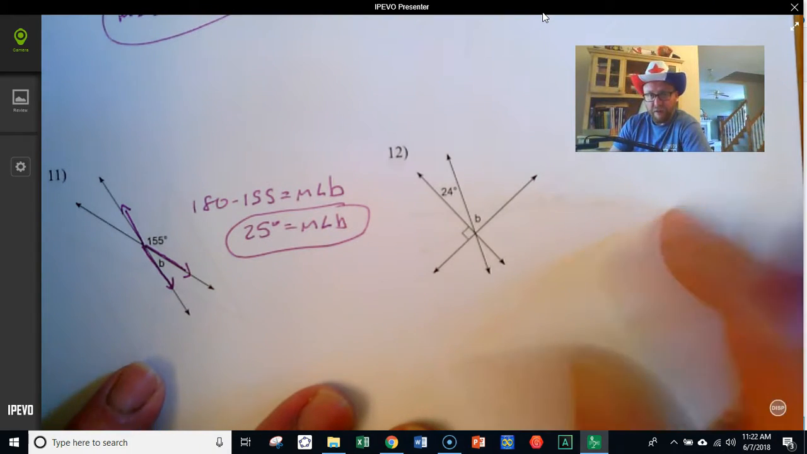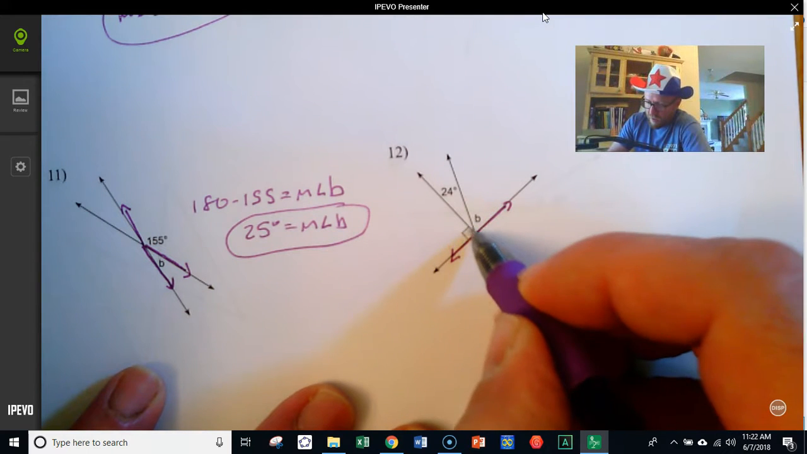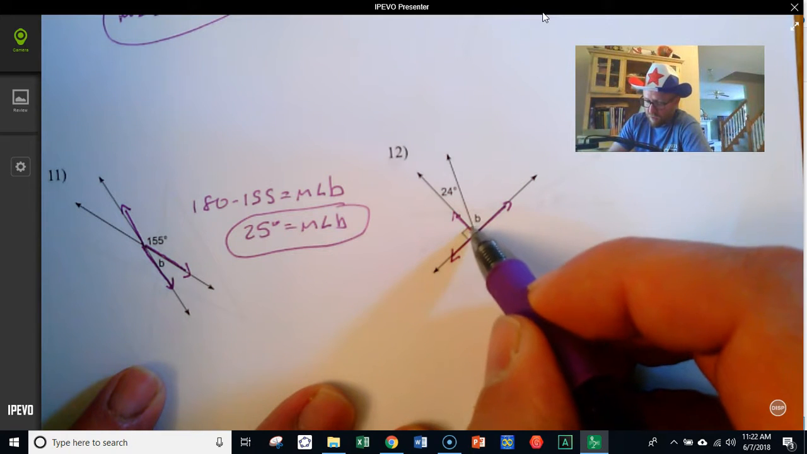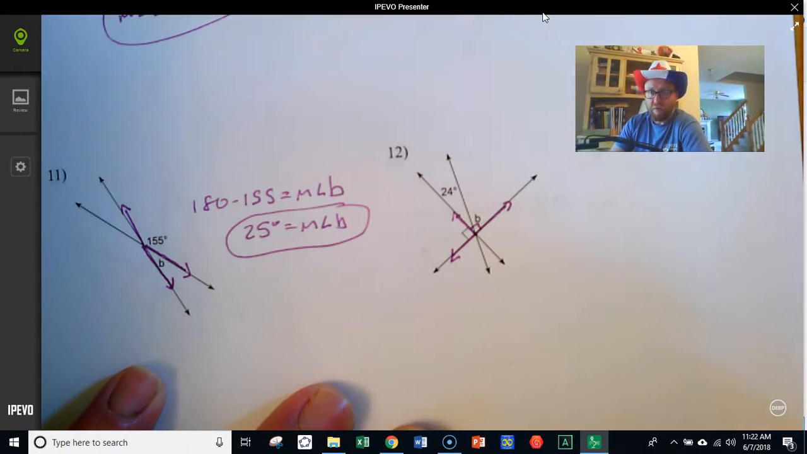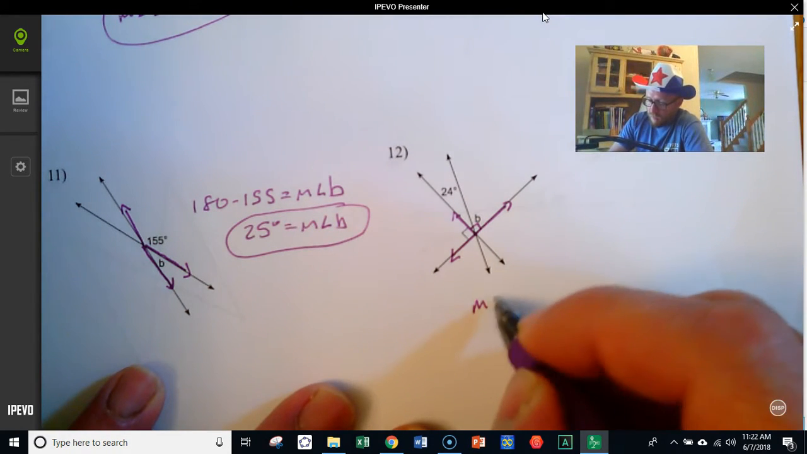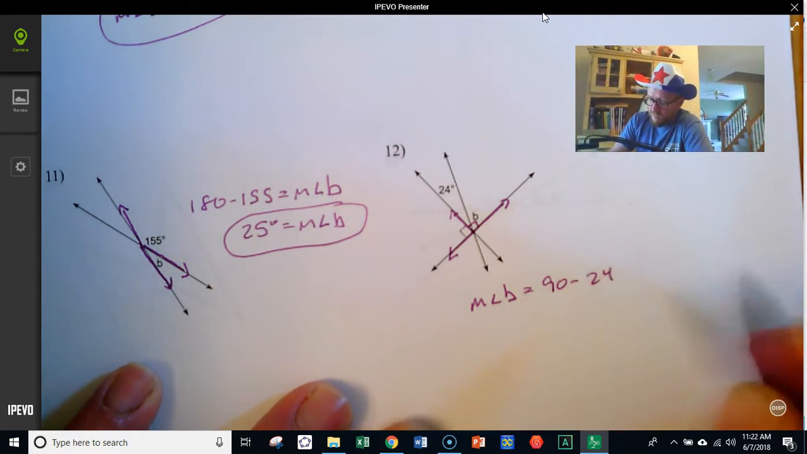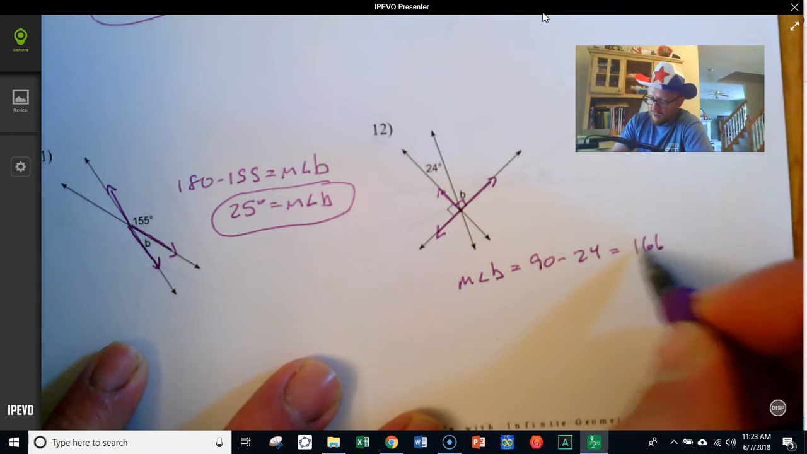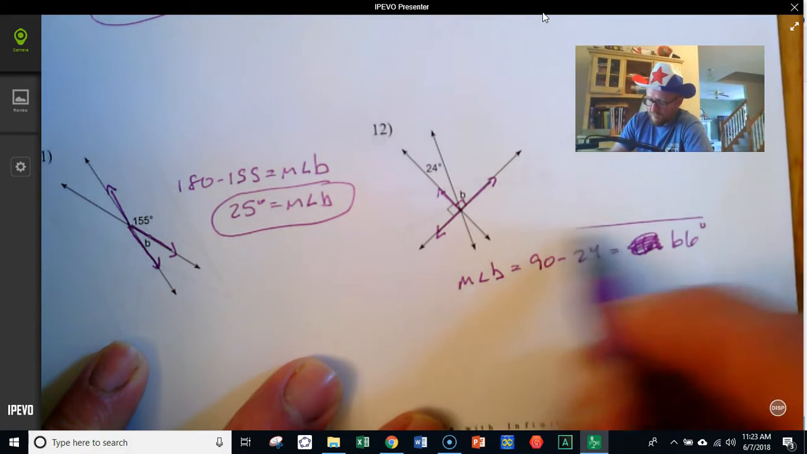And last, we've got another situation here. So this angle here and the one next to it add up to 180, so that must also be a right angle. So angle B and the 24 are complementary, they add up to 90 degrees. So the measure of angle B equals 90 minus 24, which is 166. Oh, what am I doing? Not 166, just 66.